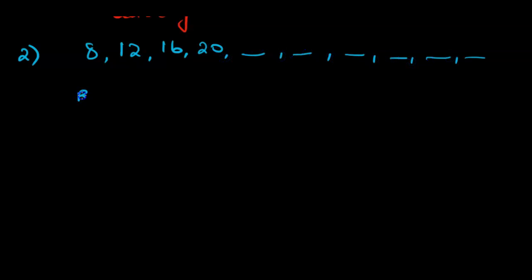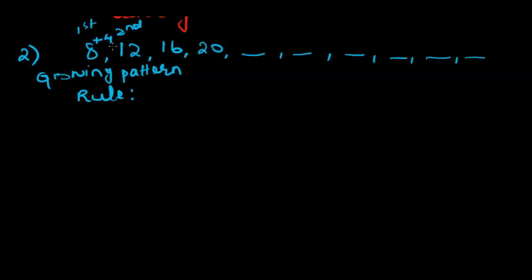Let's take up a little bit harder example. If we have 8, 12, 16, 20 and so on, we're given the blanks to fill up, and the question also wants us to write the rule for this pattern. We see that the second number is bigger than the first number. So this is a growing pattern. Once we figure that out, we know this is going to be growing by either addition or multiplication. So we see what added to 8 gives us 12.